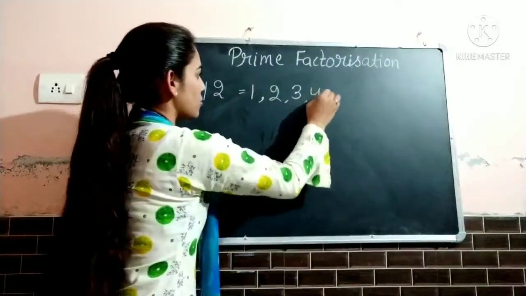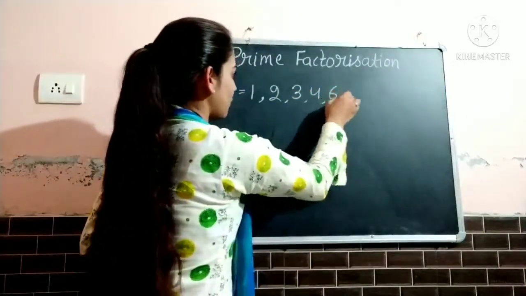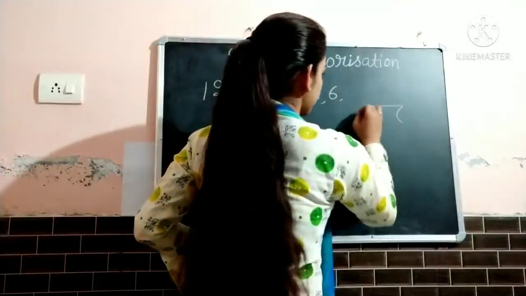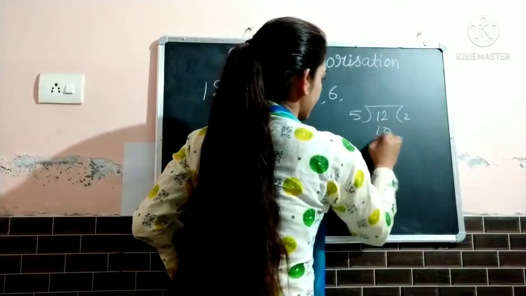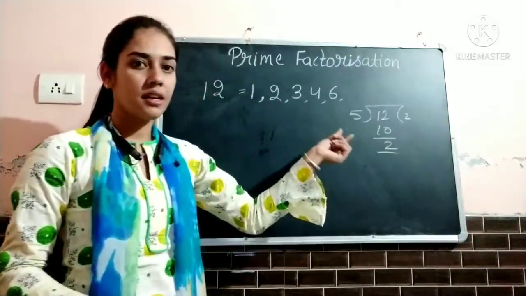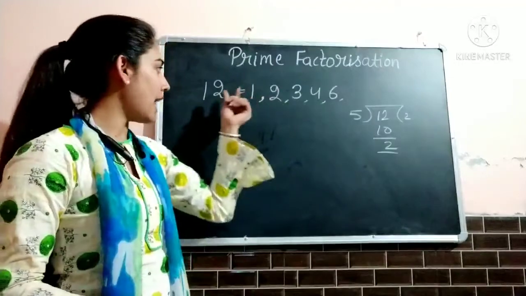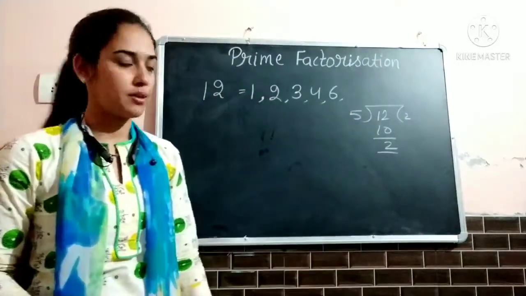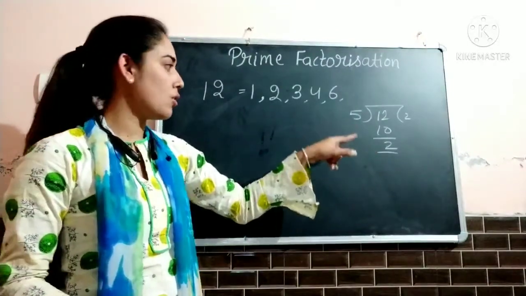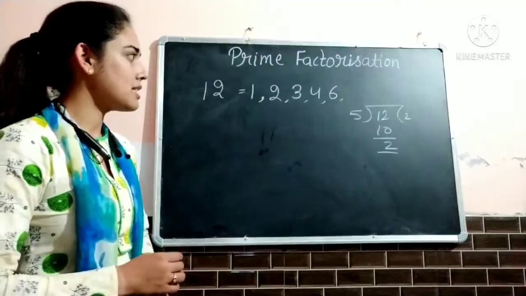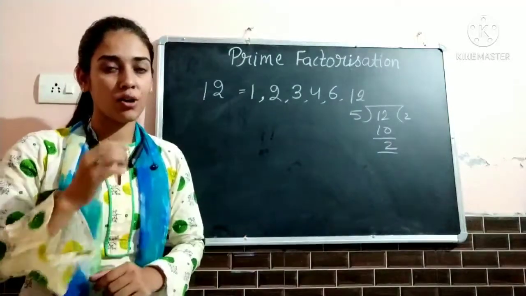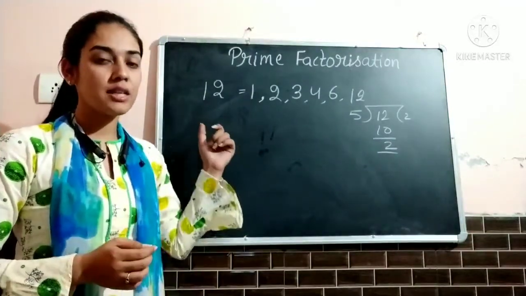Then 4 is also a factor of 12. 5, 6, then 6 is a factor of 12. 5 is not a factor of 12, because if you divide 12 by 5, then 5 twos are 10, and the remainder here is 2. So whenever a remainder is left, that number is not a factor. So 5 is not a factor of 12. After 6, 12 is a factor of 12. So this is the way to find the factors. I hope you all have understood what factors are.